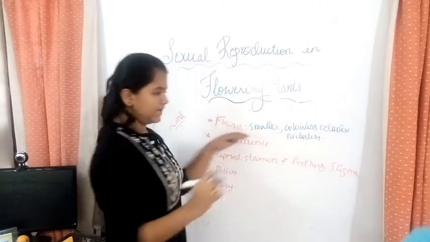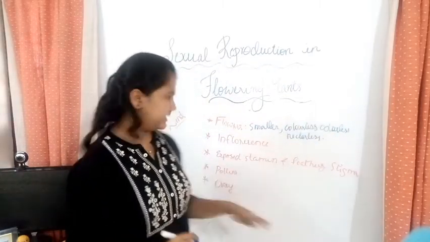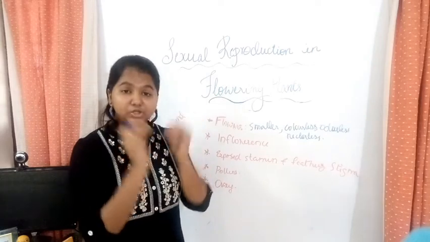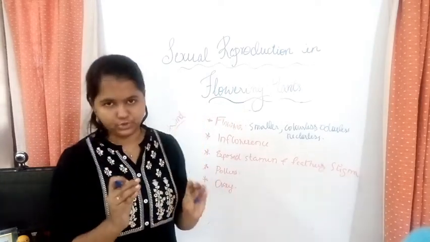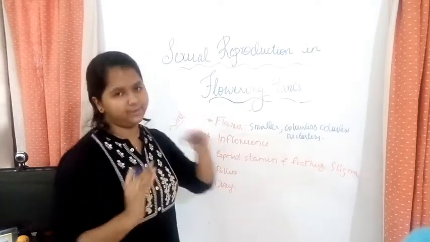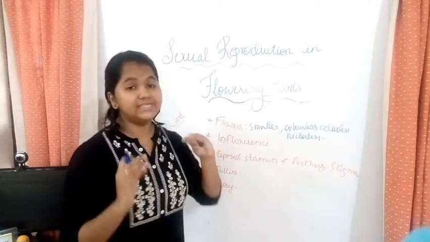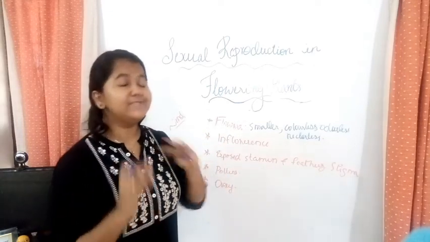Okay, so the flowers are small, colorless, odorless and nectarless. And also the flowers are arranged in inflorescence, in a bunch. It's not single flowers, it's arranged in inflorescence. Then to talk about the stamen and the stigma, the stamen is well exposed.